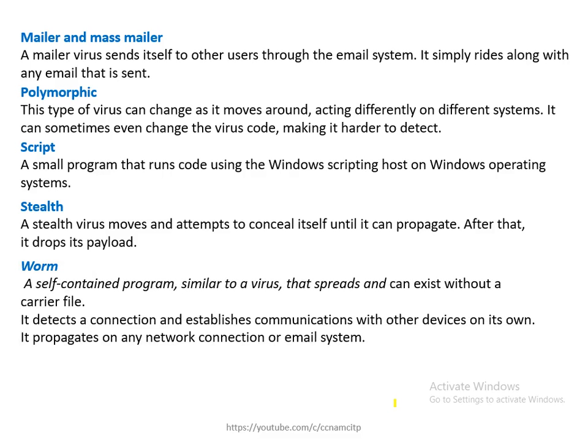The next one is worm. So what do you mean by worm? A worm is a self-contained program similar to a virus that spreads and can exist without a carrier file. It detects a connection and establishes communication with other devices on its own. It propagates on any network connection or email system.